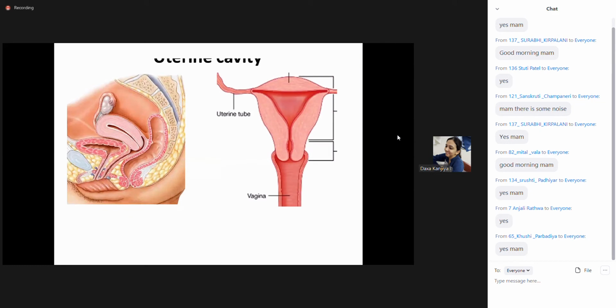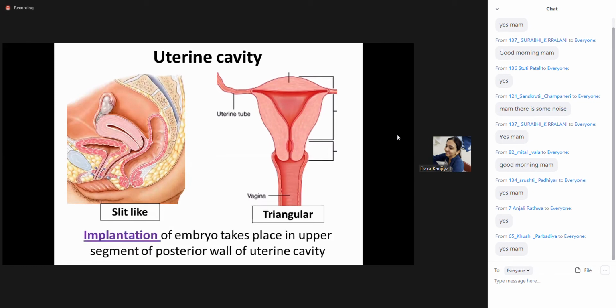Now the cavity of the uterus. It is a slit-like cavity in the sagittal section, as it is seen here, and it is triangular in shape. And we know the implantation of the embryo takes place in the uppermost segment of the posterior wall of the uterine cavity. So the implantation takes place on the posterior wall of the uterine cavity, not on the anterior wall. Remember this thing, site of implantation.